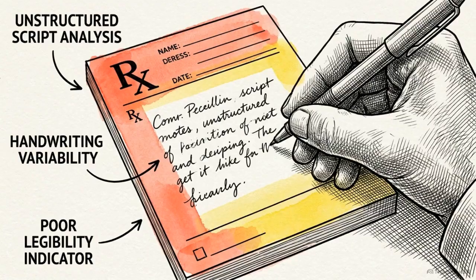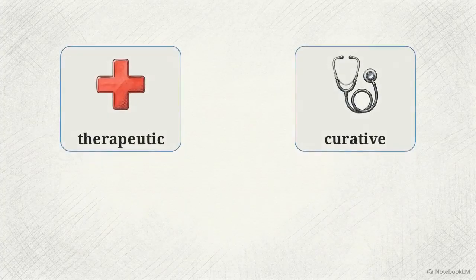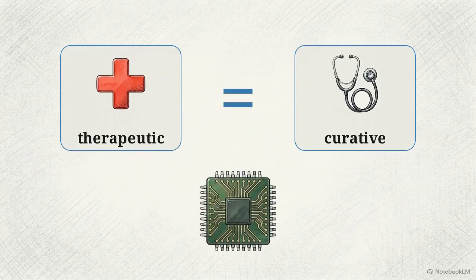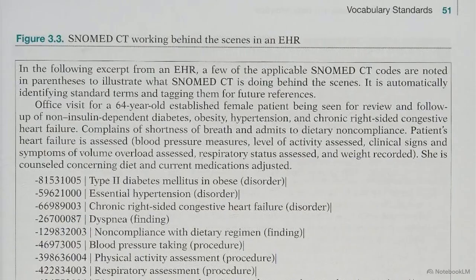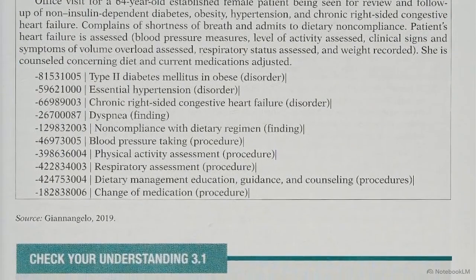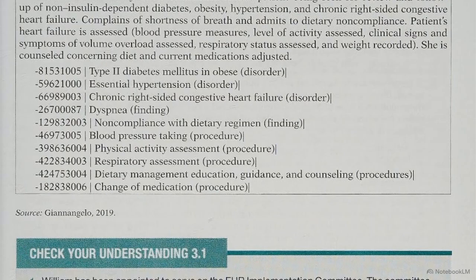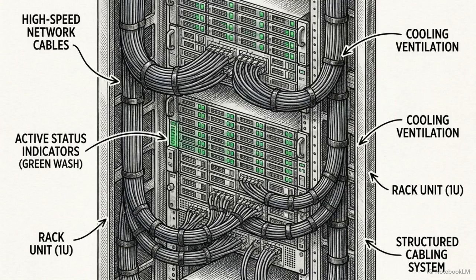Even with perfect formatting rules, medical language is difficult to database. Doctors use overlapping synonyms constantly, and a computer cannot instinctively tell that therapeutic and curative mean the exact same thing. To solve this, we use vocabulary standards. This block of text shows a raw, unstructured physician's note. Behind the scenes, a universal nomenclature called SNOMED-CT automatically interprets the clinical intent and assigns a unique numerical code for findings like dyspnea.